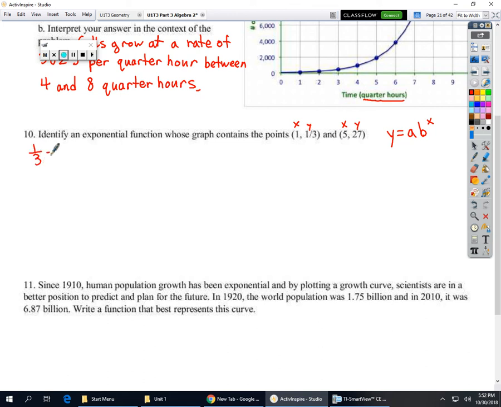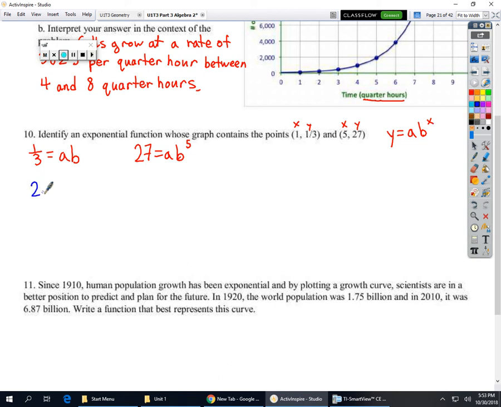1/3, okay. Equals a b to the x. Well, x is 1, right? I don't really need to write anything, so I'll just leave it alone. What about 27? 27 equals ab to the power of 5. Again, I'm leaving this alone. Now, great, I have 2 equations. How do I deal with both of them? I need to divide. If I divide, I'll cancel out the a's.